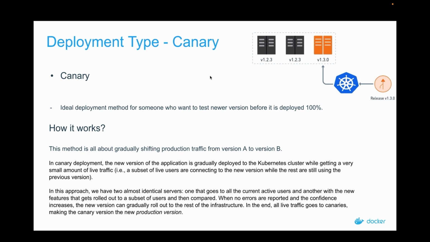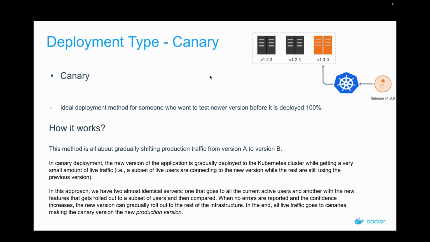Now you have a Canary deployment. This is an ideal deployment method for someone who wants to test a newer version before it is deployed 100%. In this method, you basically shift your traffic from one version to another. In a Canary deployment, your newer version of the application is gradually deployed to Kubernetes while getting a very small amount of live traffic. So think of it as, say, you have three different servers and three different versions of your application running on top of it. You redirect half of your traffic to the older version till the time the newer version gets updated, and then slowly you redirect to the newer version.